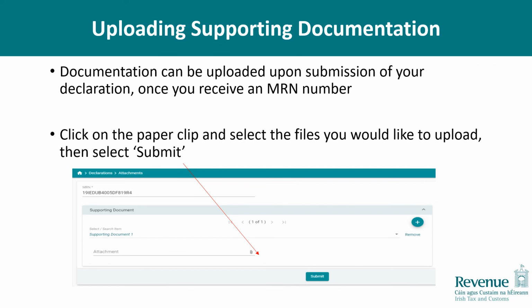Sometimes additional supporting documentation may be required. This slide shows you how to upload documentation to support your declaration. This can only be done when you receive a Master Reference Number, or MRN, for your declaration. You get the MRN once the declaration has been successfully lodged and registered in AIS.